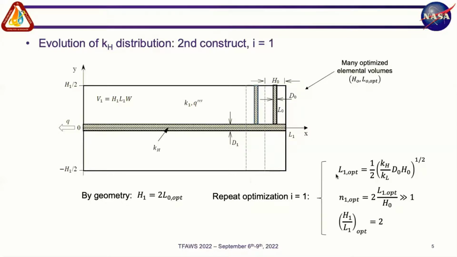And when we repeat the optimization, we now have an expression for L1 optimum, which is this length in here, the length of your second construct. And then, of course, you have to have some limitations in geometry by placing these initial constructs to fill up this volume. You want the number of constructs to be finite. You're not going to split a little construct. So you have these requirements that are shown in here. And the ratio between H1 and L1, which is the ratio between this height and this length, in this particular case, to satisfy these geometric constraints, is 2, right?